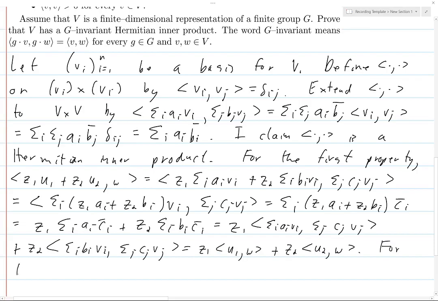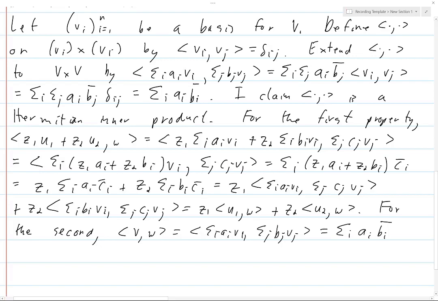For the second, we want to know that flipping the two will conjugate the result. So if we've got, let's say we're taking the inner product of v and w, let's say v is the sum i, a_i v_i, and then w is sum j, b_j v_j, and so this will become sum i, a_i b_i complex conjugate. But then we can flip the b_i's and the a_i's, but this becomes sum i, we take the complex conjugate over this whole thing, this is b_i a_i, right?